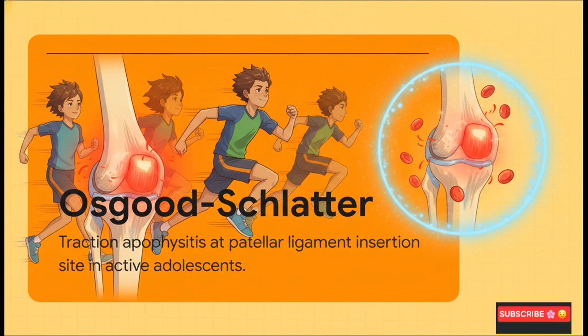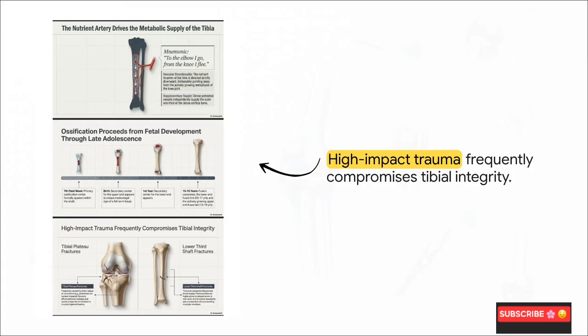the tibial tuberosity. Because the quadriceps are exerting massive repetitive extension forces on a tuberosity that hasn't fully fused yet, it becomes highly inflamed. You'll see this all the time in highly active, growing adolescents who are constantly running and jumping. Now, when we shift from overuse to acute, high-impact trauma, the location of the fracture really dictates the clinical nightmare you're about to face.